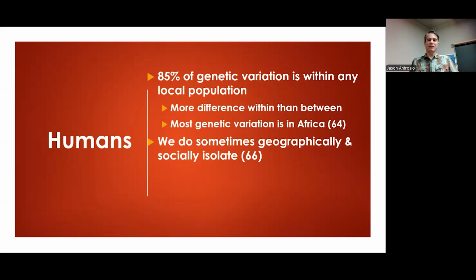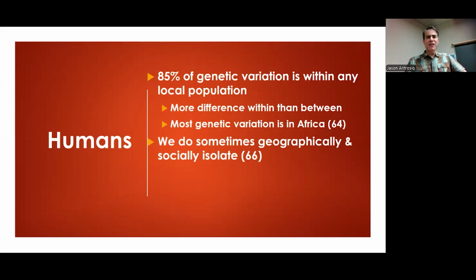Now, human beings do sometimes get isolated geographically. So sometimes there are places that get cut off. Usually if you're seriously cut off, though, those populations end up dying. But there are times that people get geographically isolated, and there are times when people socially isolate themselves. So on page 66, it does say here that humans have added complexity because sometimes populations will become more or less genetically isolated through social and cultural practices, such as marriage rules or language differences.